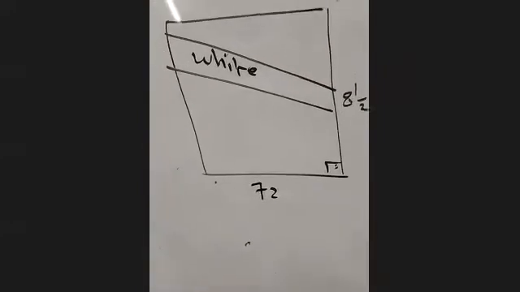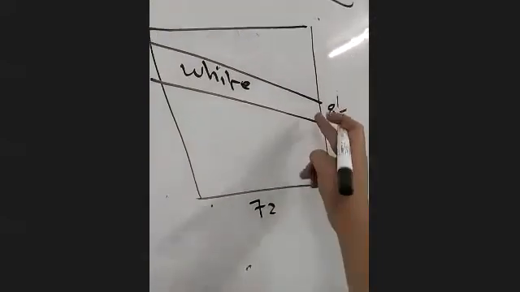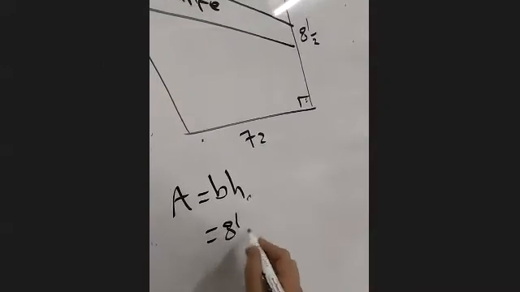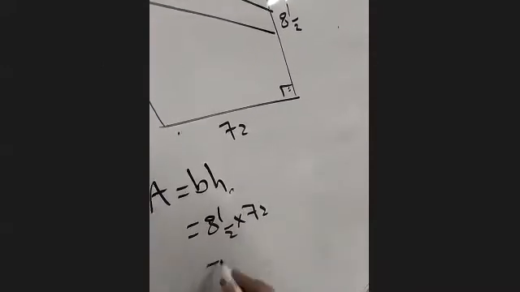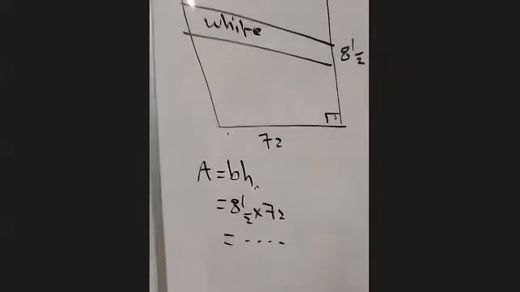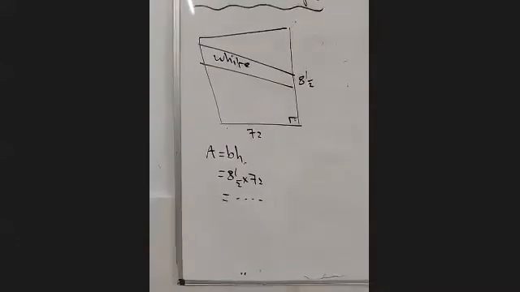Now here is the height and here is the base. Multiply: A equals B times H, which is 8.5 multiplied by 72, and find the answer. That's it. Next, Yanal, question 5.